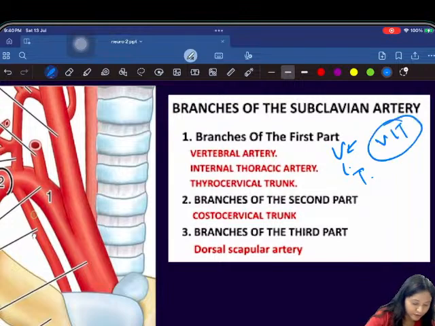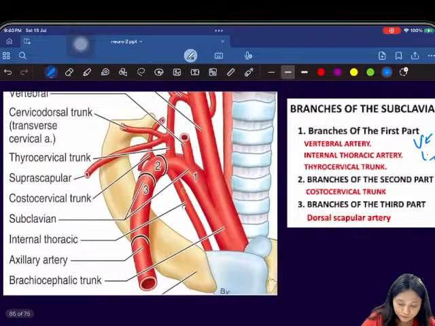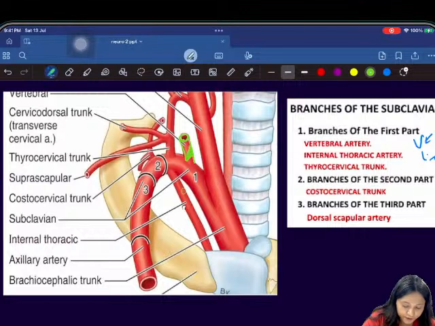VIT is from the first part. Mostly they will ask you from the first part only, to confuse you. So as you can see, this is the subclavian artery. You can see this big branch, the first branch, is the vertebral artery. Then you have the internal thoracic, the second branch coming from the first part. And then you have the thyrocervical trunk.